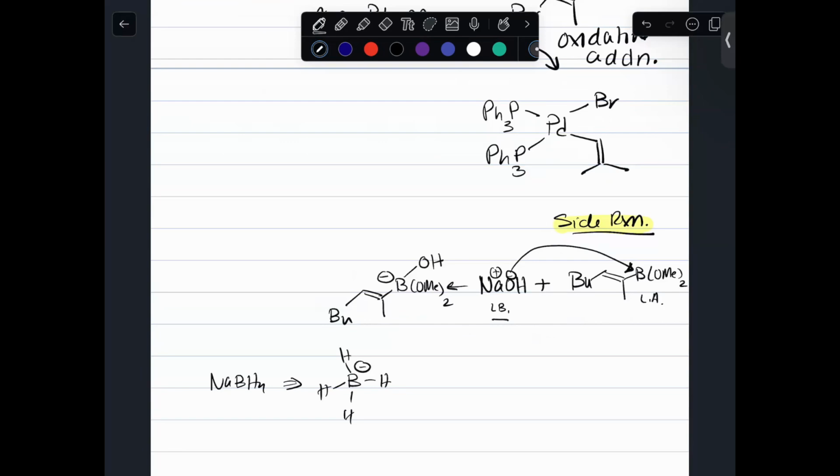And so because it doesn't want to be negatively charged, those electrons, that negative charge is given to the hydride source. That's why H minus is a great base and a great nucleophile. The same thing here. Boron doesn't want to be negatively charged. So those electrons go to your carbon. And now it's set up for transmetallation.